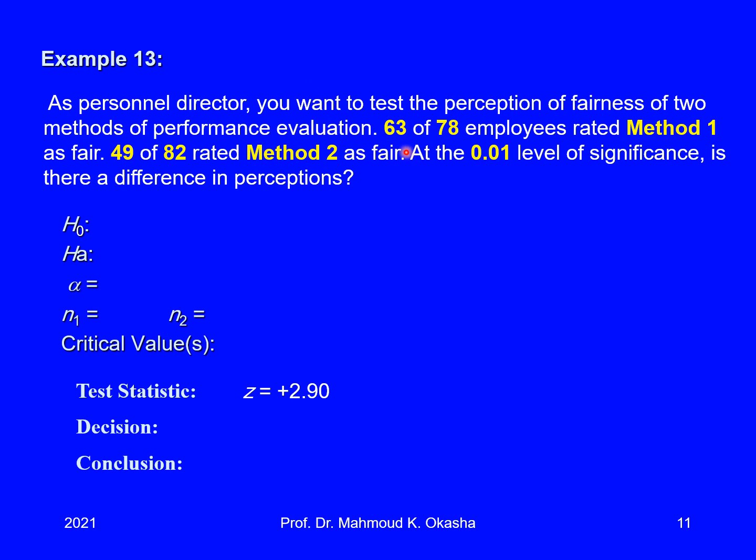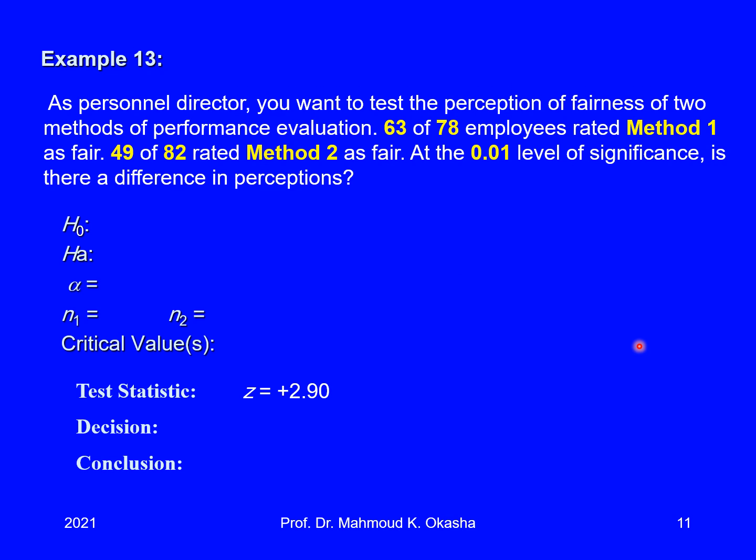Now, we have 63 of 78 employees who rated method 1 as fair, but 49 of 82 rated method 2 as fair. At the 1% significance level, is there a difference in the perceptions of fairness between method 1 and method 2 of the performance evaluation?